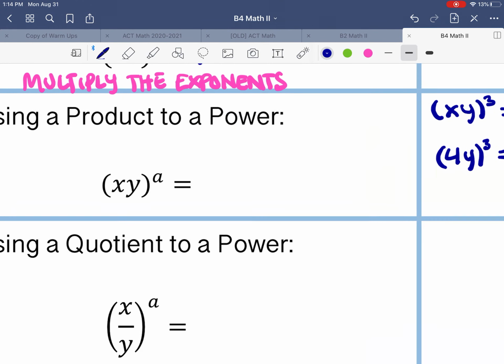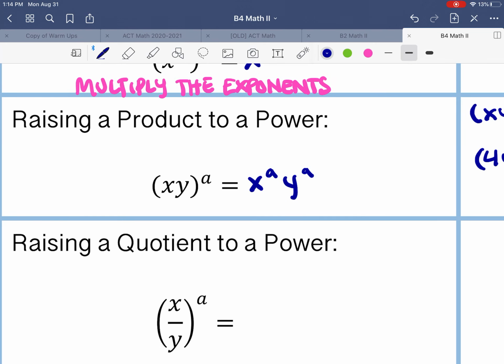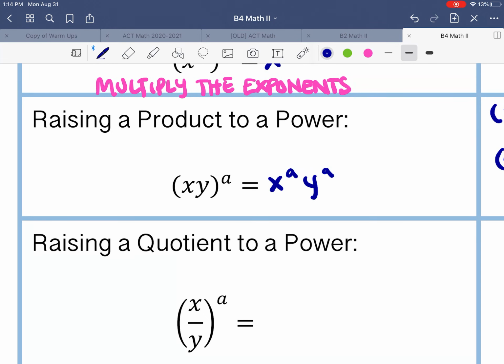So let's write the rule here. The rule is that everything in the parentheses gets the power. So this will say x to the a. Actually, we don't need parentheses anymore. You can put parentheses, of course, but it's not necessary. x to the a, y to the a. You are just putting that exponent on everything inside the parentheses. It's a little bit like distribution, but it's bad to call it that because that will remind you of multiplying, and that's not really what we're doing. But we are sort of distributing that exponent among everything that's inside the parentheses.